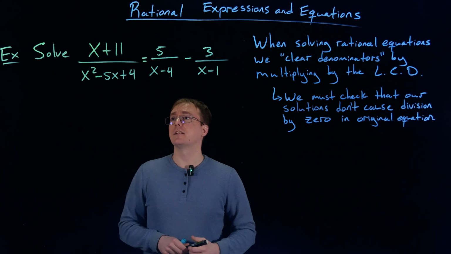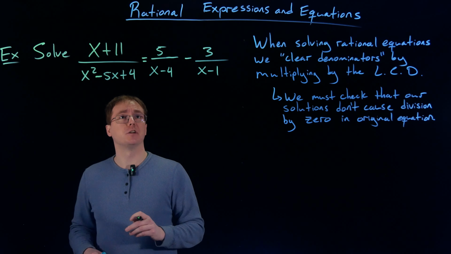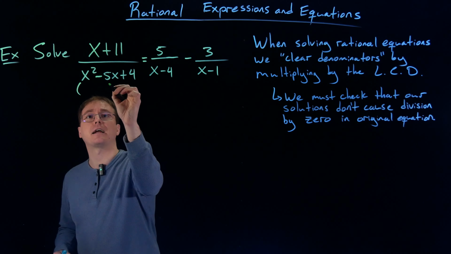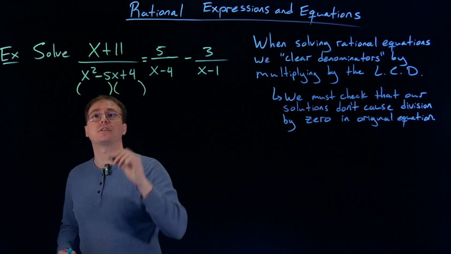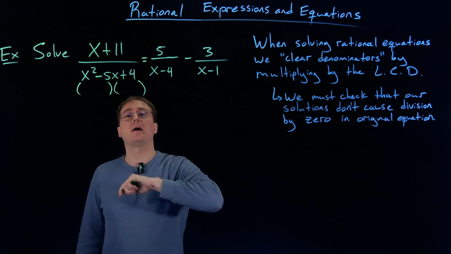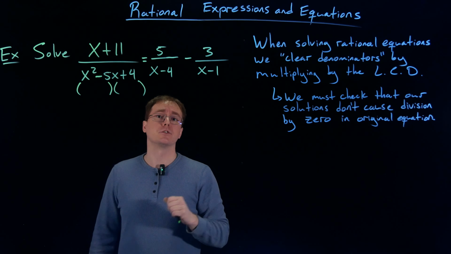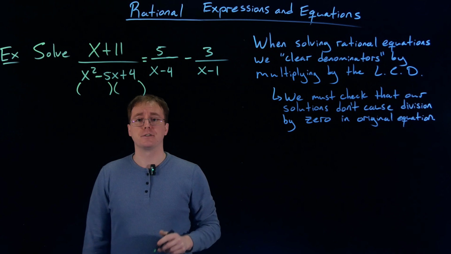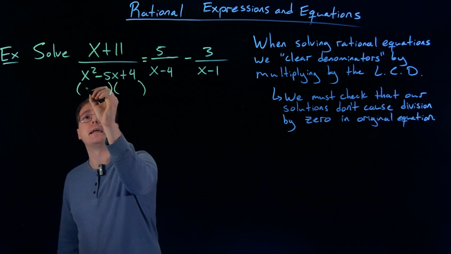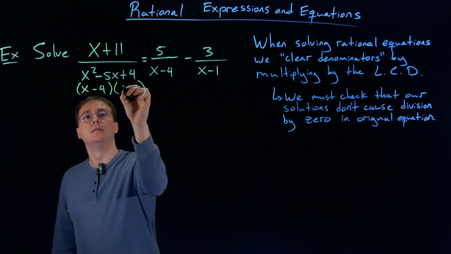Okay, so let's go ahead and start by factoring all of our denominators. The ones on the right-hand side are already factored, so we just have to factor x² − 5x + 4. To factor this, we have to think of two numbers that multiply together to give us positive 4, and those same two numbers have to add together to give us negative 5, and those are going to be negative 4 and negative 1.